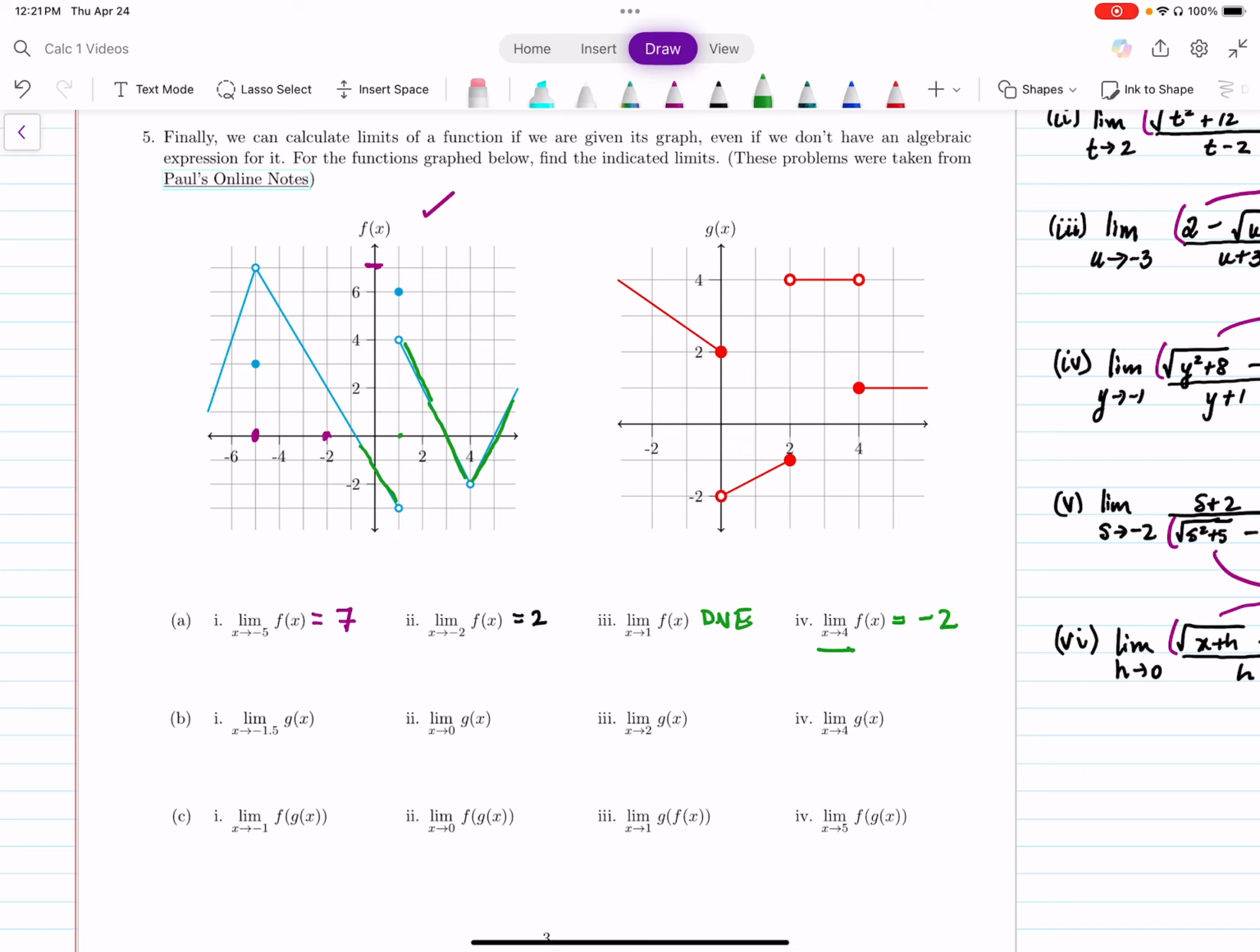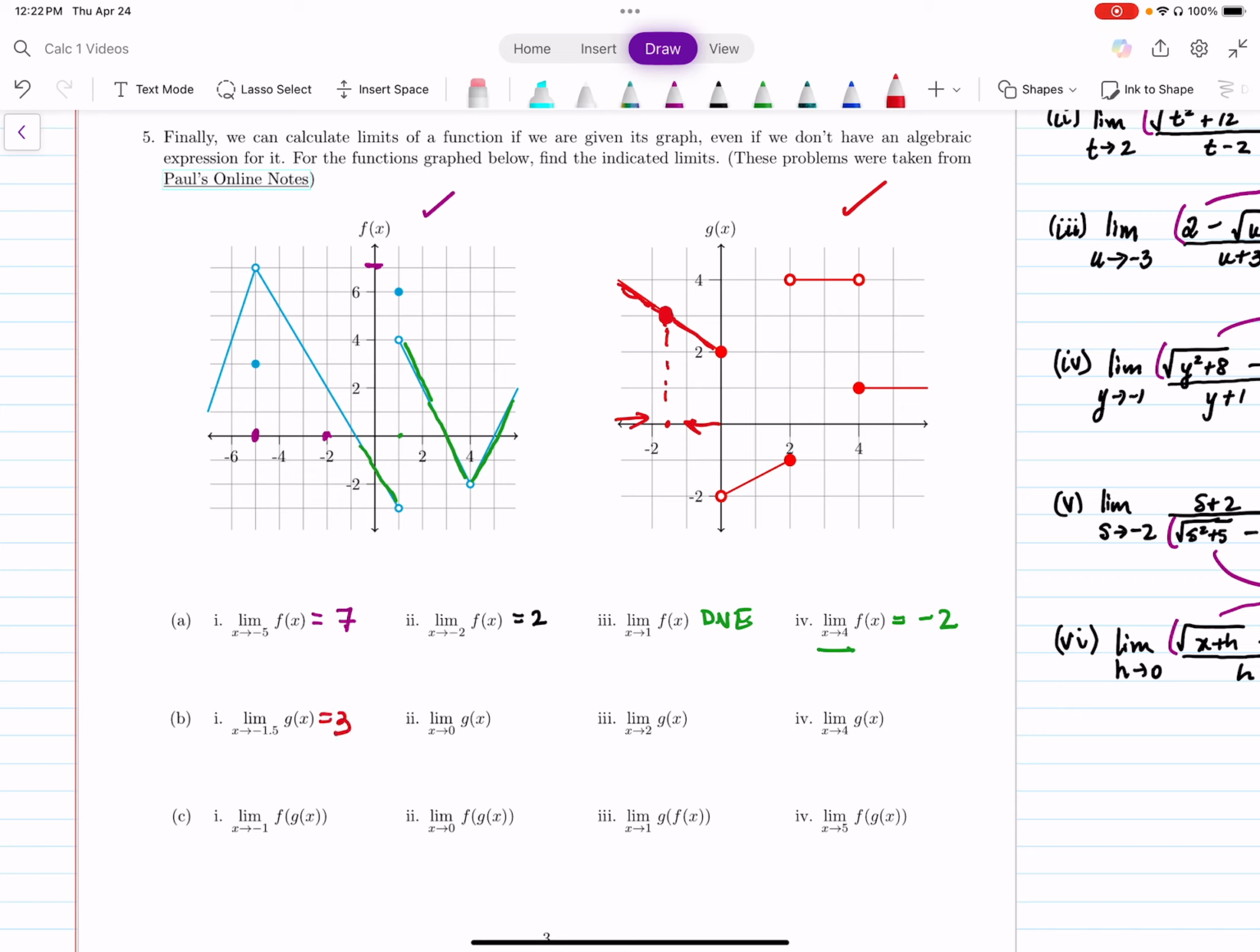Great. Let's look at the graph of g, which is this red graph. So here we're looking for the limit as x approaches -1.5. So somewhere about there. We'll say that's -1.5. And we see that as x approaches -1.5 from the left, my y is going down towards 3. And similarly, as we approach -1.5 from the right, my y is going up towards 3. So 3 here is our limit.